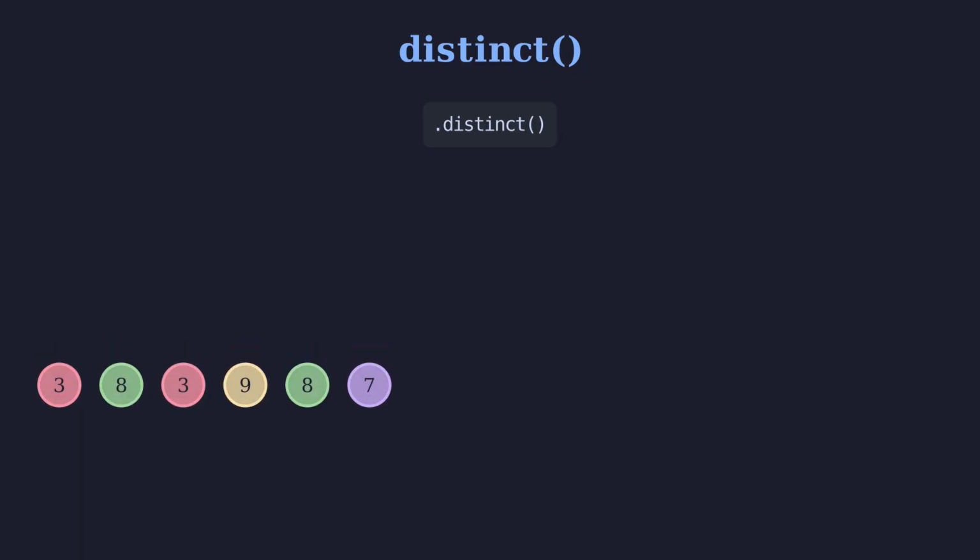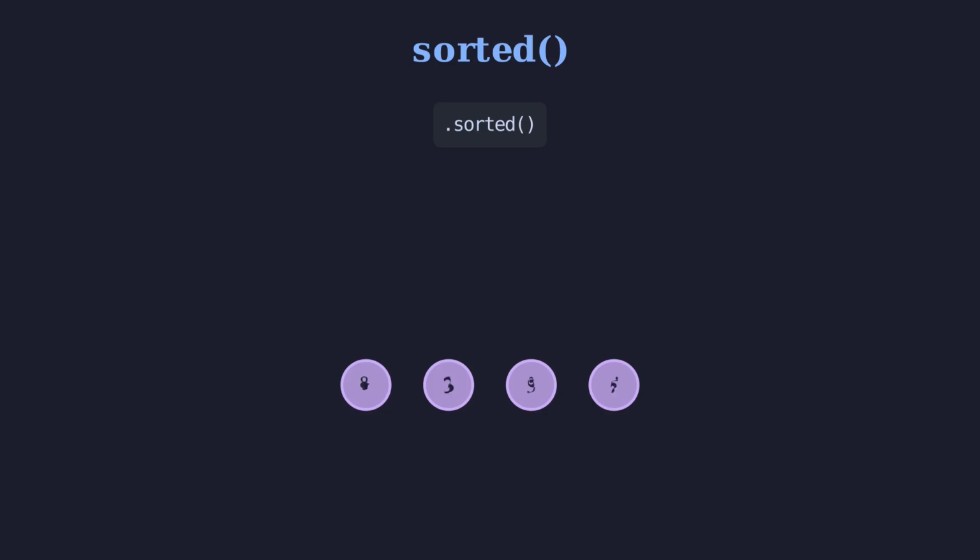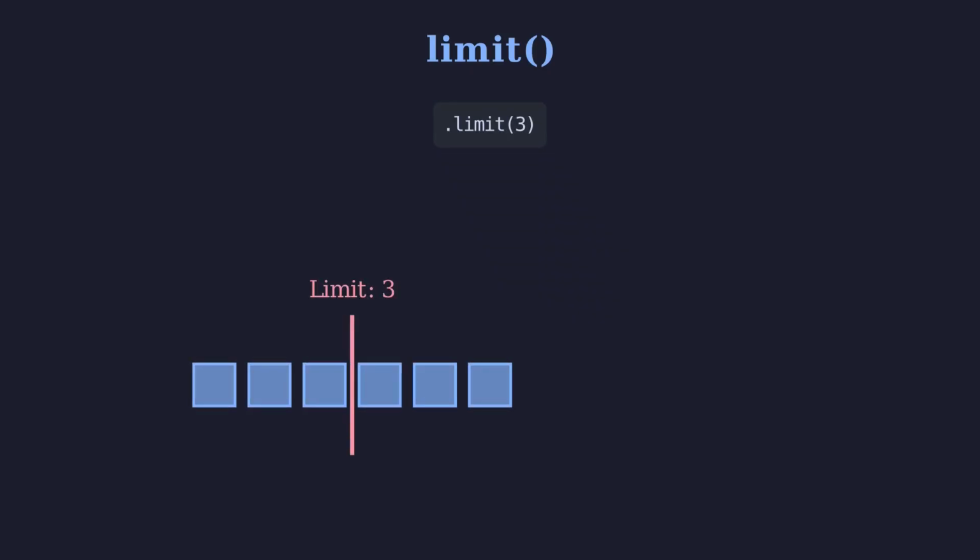You can get unique elements of a stream by calling the distinct method. You can sort the elements of stream with the sorted method. Here, we sort from low to high. You can also provide a custom comparator. You can use the limit method. This limits your stream to the first n results. In this example, we take the first 3.